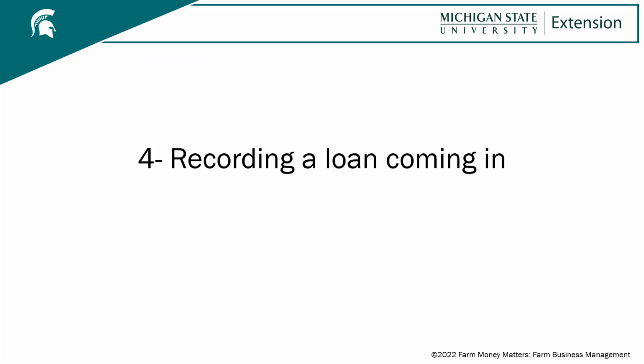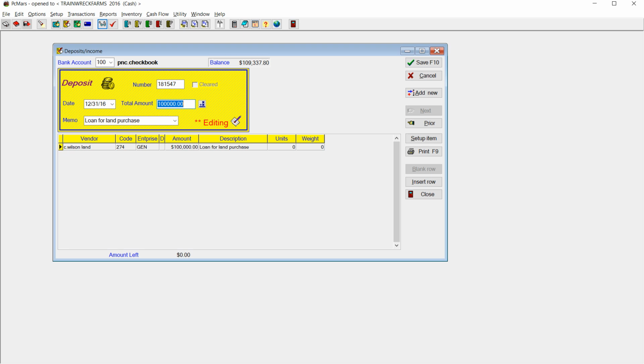Our next sample transaction is recording a loan coming in. So this time, from the main screen, we will click on the second icon in this section here, the yellow one. This is for entering deposits. And then we'll use a similar process to enter a deposit slip.